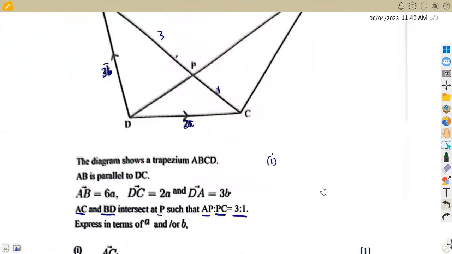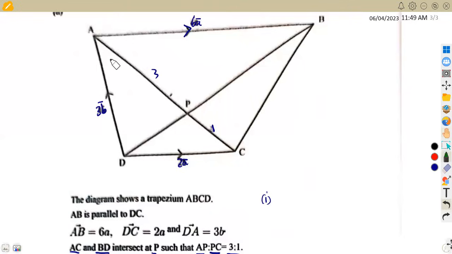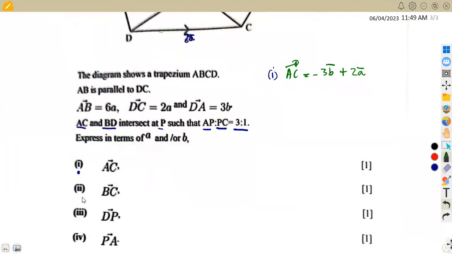All right, to point A to point C. So it's 1 mark. We can even take this from the diagram, guys. A to C is going to be A to D, where we are opposing the direction. So that will be minus 3B plus D to C, where we are in the same direction, so it's going to be plus 2A. So that will be our vector AC, or you can write it as 2A minus 3B. Okay, that's 1 mark for this.